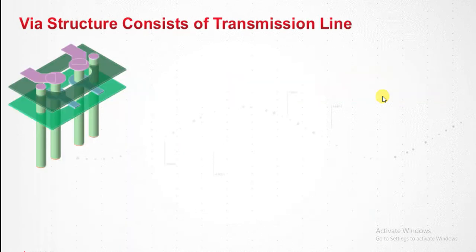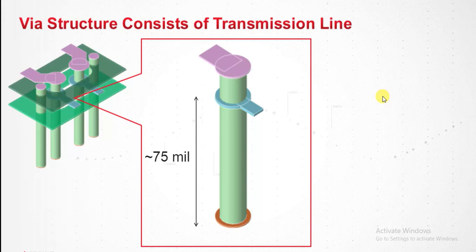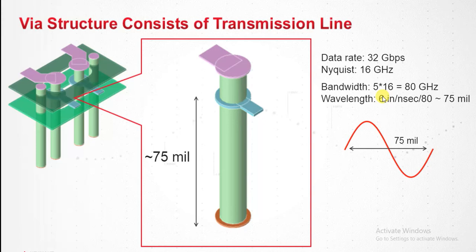Now let's take a closer look at the differential via. Since they're differential and they're far enough apart, I'm going to explode it and look at the middle part. I could do a quick measurement, and the middle part is about 75 mils. Given my data rate and my Nyquist, I multiply by 5 to get the bandwidth and compute the wavelength. It turns out the wavelength is 75 mils, which will fit in that stub.